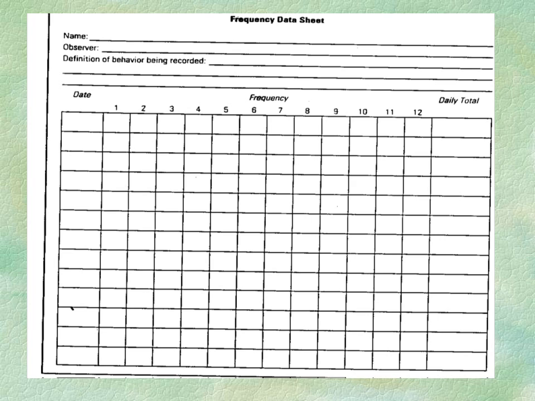This is an example of a frequency data sheet. There are many variations of this. It's often useful to include a student's schedule on a data sheet and then record the frequency of behaviors for each class period or each activity. That gives you some additional information, not only how often the behavior occurred, but it also tells you what was going on a little bit when the behavior was occurring.